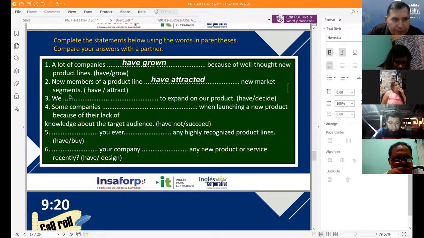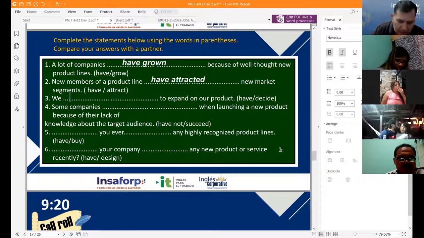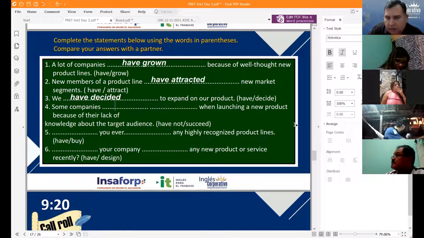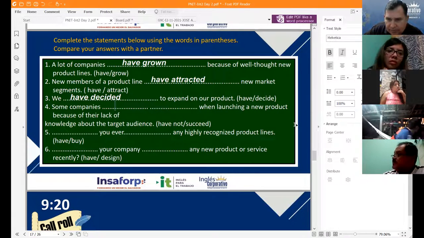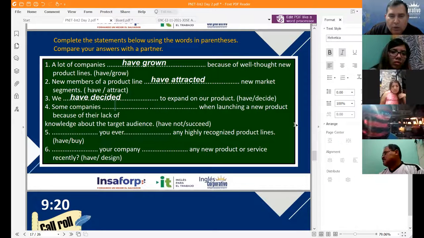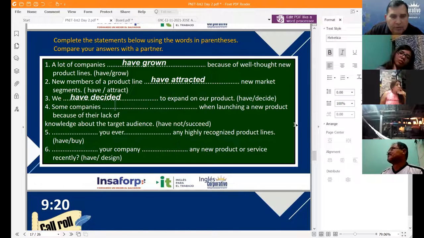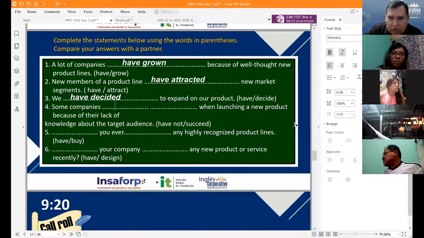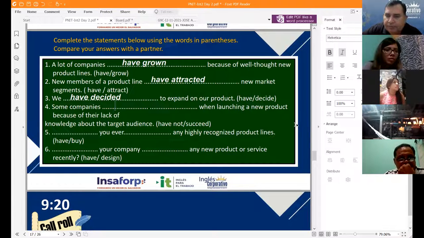How about number three? We have decided to expand on our product. Okay, we have decided to expand on our product, okay? We have decided, excellent. Number four, volunteer for four. Who'd like to do four? Someone who's not afraid and someone who hasn't participated? They are only six. We have done three. So we're missing another three.